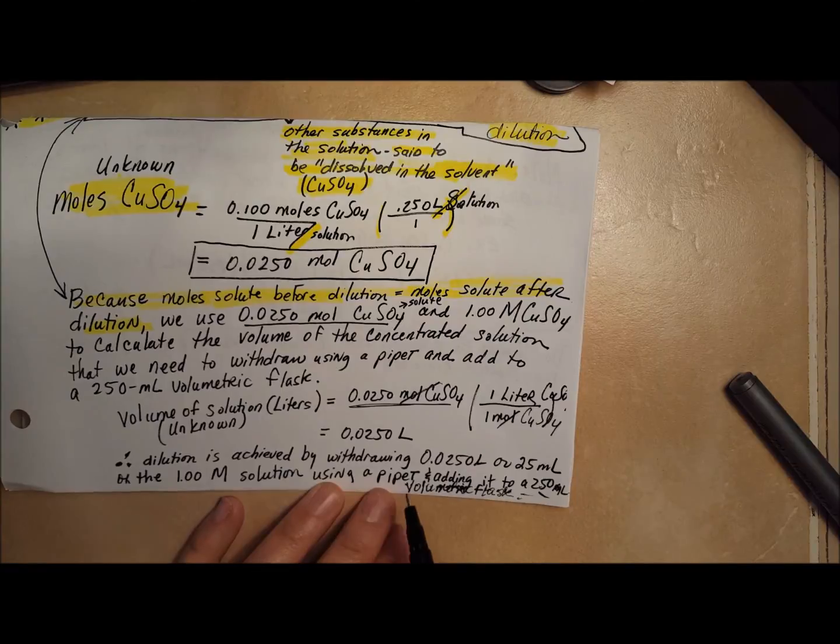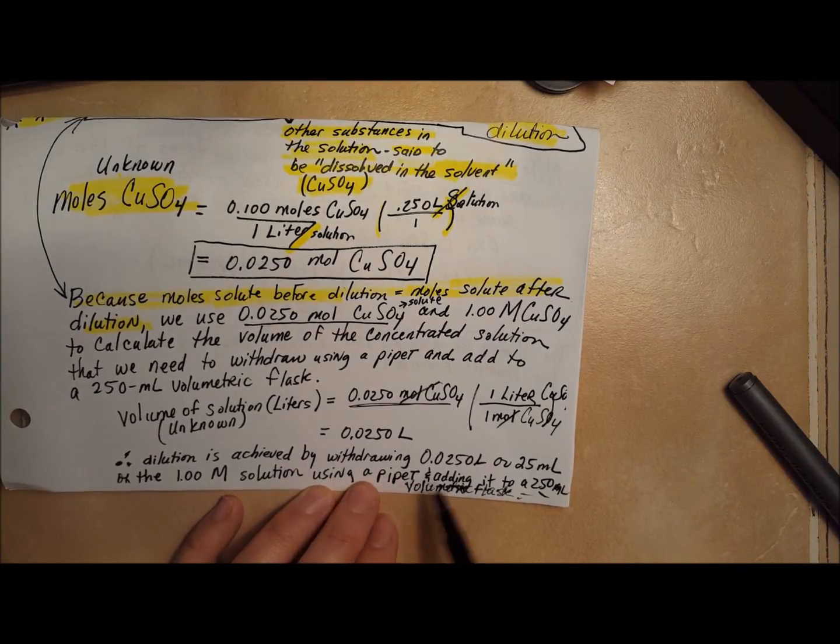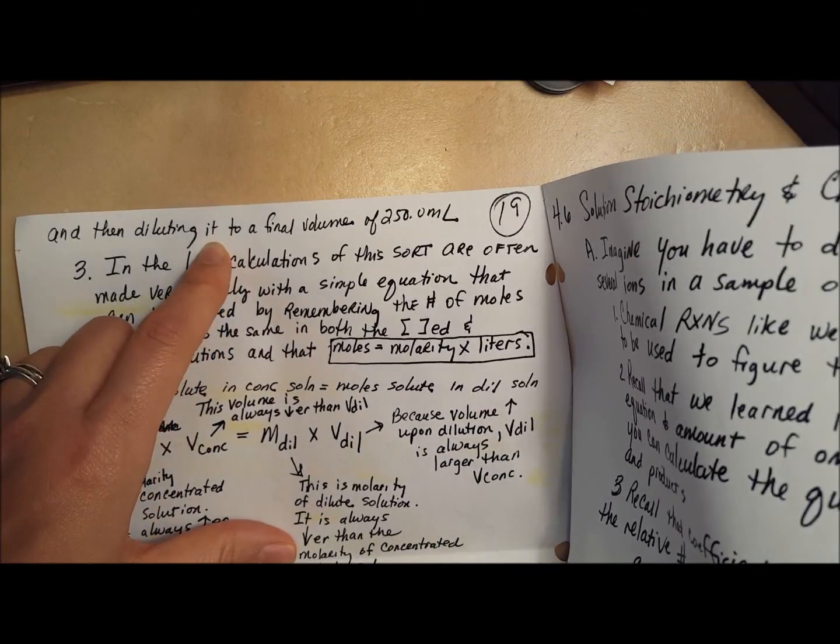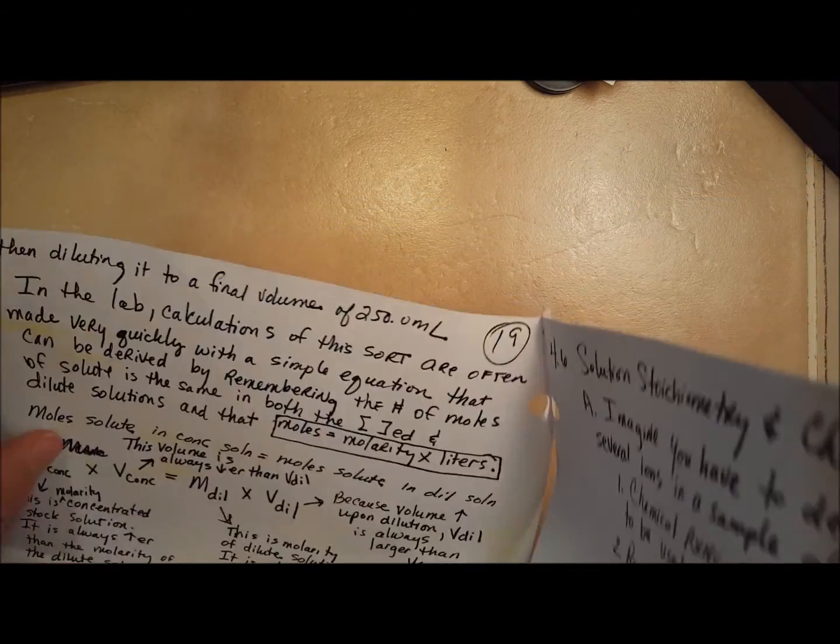Oh, and then here's our next note, if you turn the page, it says here that when we use a pipette, we add it to the 250 milliliter volumetric flask. And then when we do that, we're going to dilute it to a final volume of 250 milliliters.